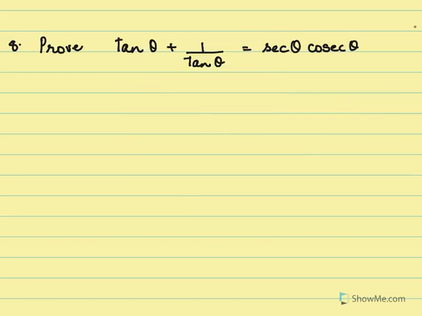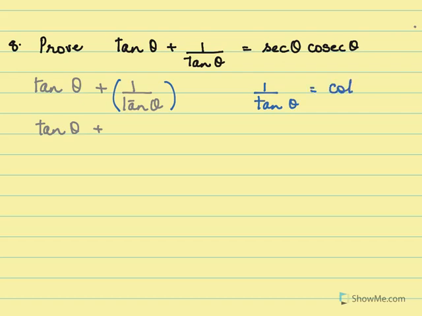Next we need to prove tan theta plus 1 over tan theta is sec theta into cosec theta. So let's start with the left hand side. I have tan theta plus 1 over tan theta. So we have tan theta. Do you recollect what 1 over tan theta is? What is the reciprocal of tan theta? Remember tan and cot are reciprocals. 1 over tan theta is cot theta. So here I'm going to write cot theta.